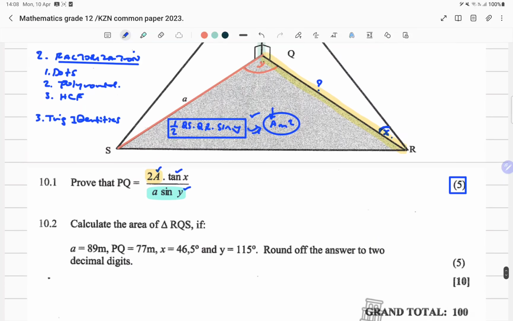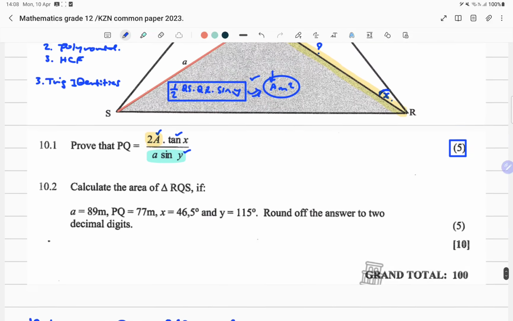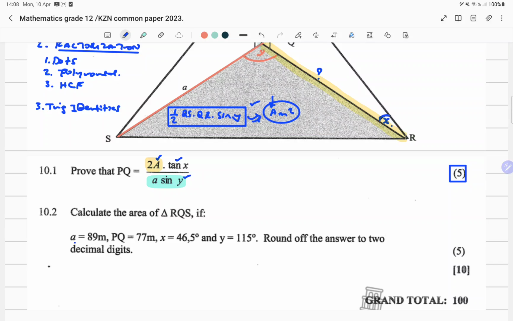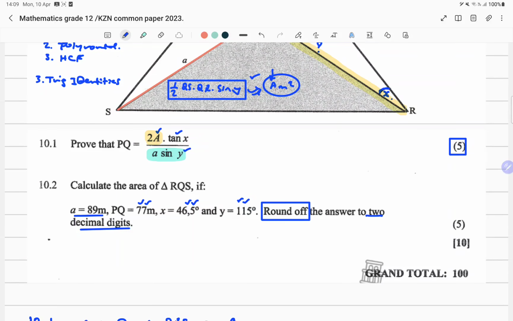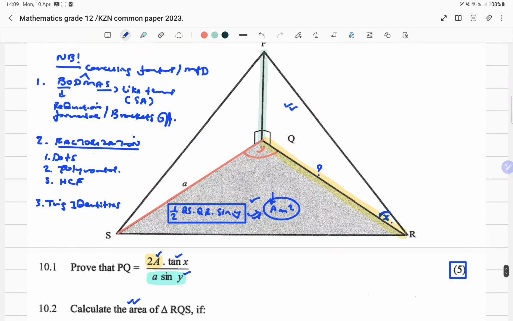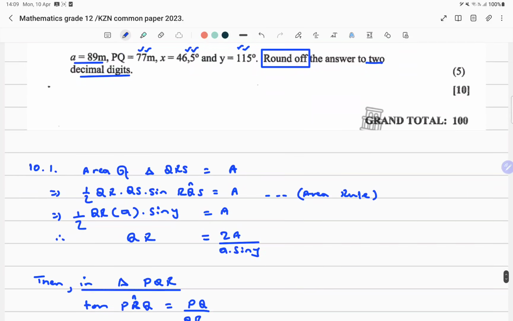Okay, guys, let's just do the last part, 10.2, sorry. We are told now, if A is 89 meters, and PQ is 77 meters, X is 46.5, and Y is 115. It says now round off the answer to 2 decimal digits, which is already the general instruction. I don't know why they felt the need to repeat it. It's ridiculous. Sometimes they are ridiculous, are they not? So what are we supposed to do here? Calculate the area of triangle RQS. So that's easy. We're not going to worry about a lot of things.